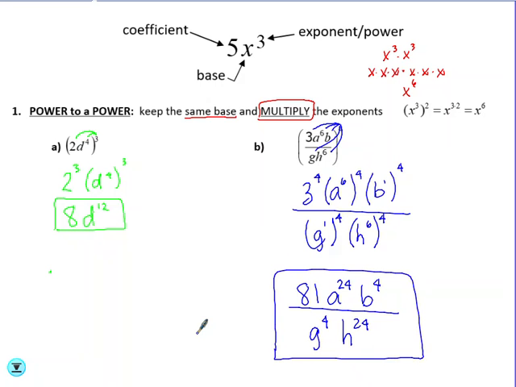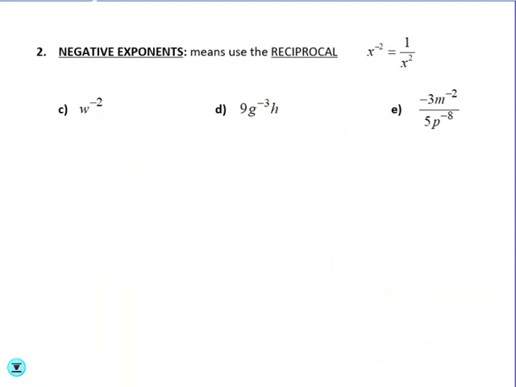Let's take a look at our next exponent law. Next we have negative exponents. If you have a negative exponent, then that means you are using the reciprocal.